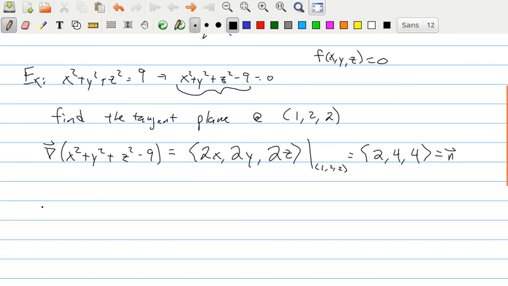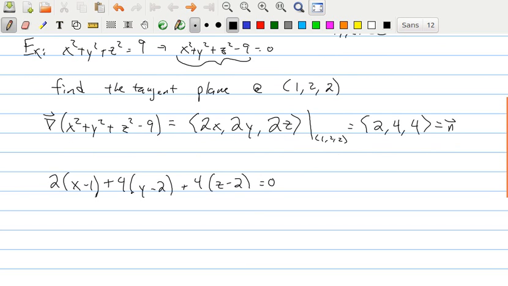So now we can use the standard form for a plane, which is the normal vector dotted with x minus our starting point. So this is 2 times x minus 1. The 2 came from our normal vector, plus 4 times y minus 2. The 4 came from the normal vector and the 2 came from our point, plus 4 times z minus 2 equals 0. Then of course you can simplify this. You can divide everything by 2 and then maybe get everything to the same side, but that's the gist of how you find a tangent plane at a given point.